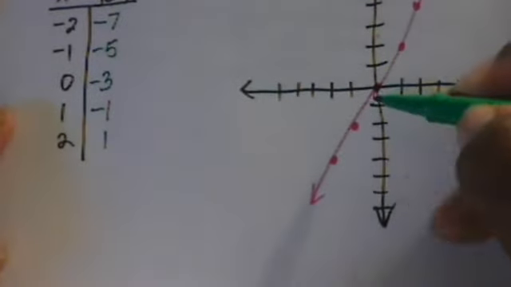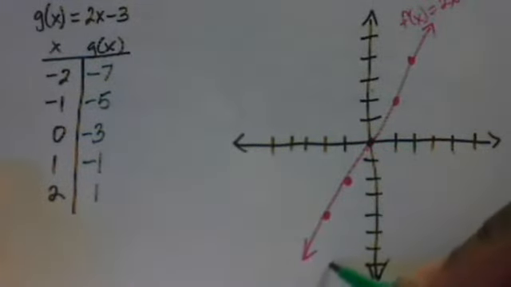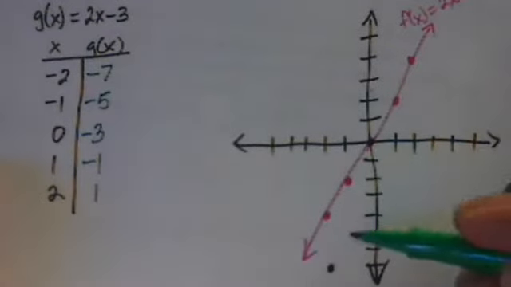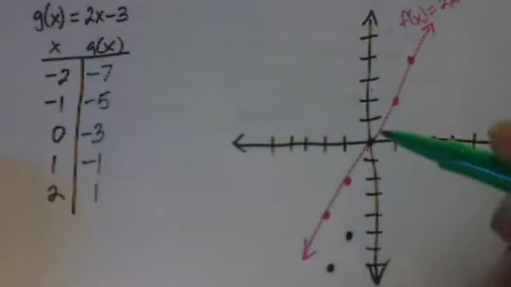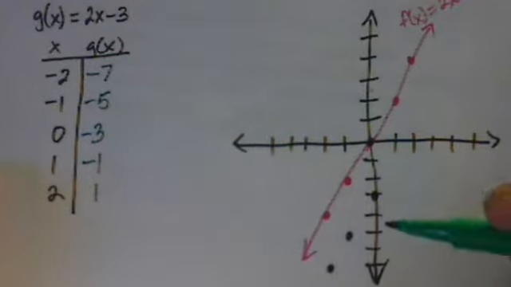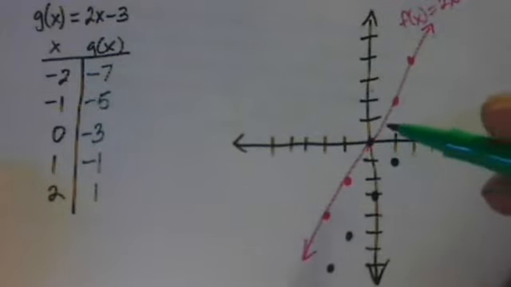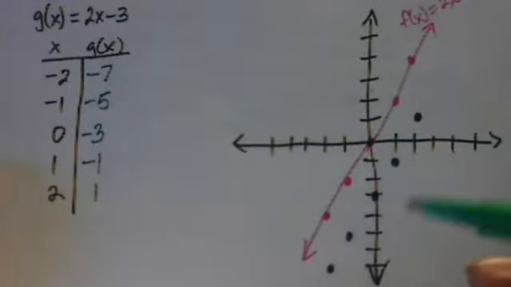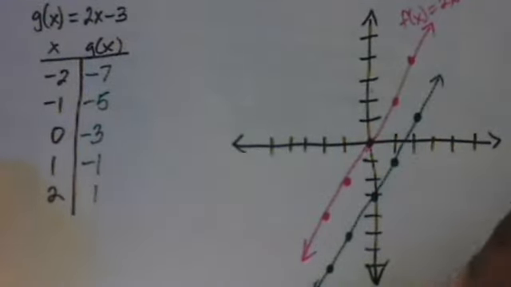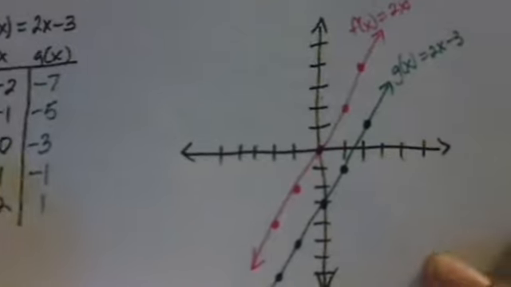So here we're going to go on this graph to the left 2 and down 7, which is down here. And then for negative 1, 5 to the left 1 and down 5. For 0, negative 3, we stay at 0, but we go down 3. And then for 1, negative 1 to the right 1 and down 1. And then for 2, 1 to the right 2 and up 1. So here we have the graph of this line, g of x equals 2x minus 3.